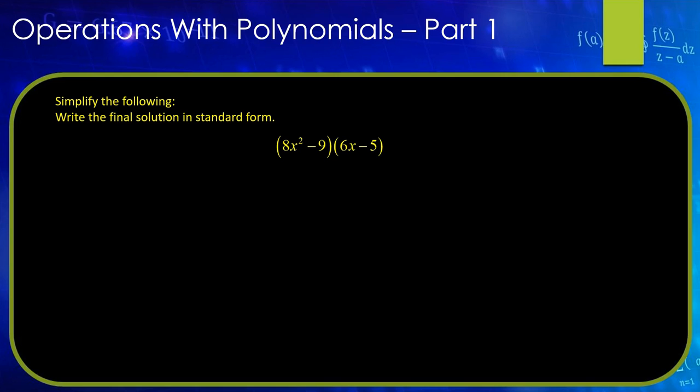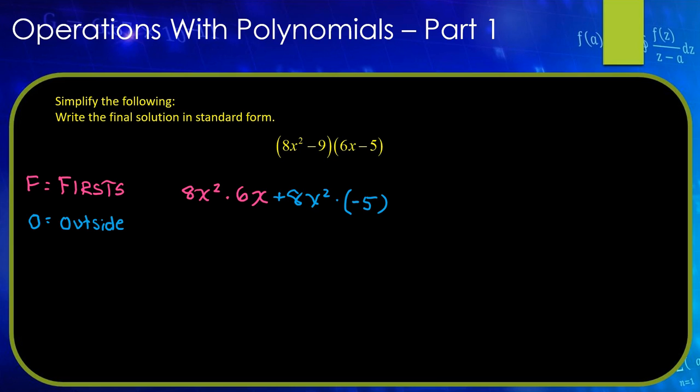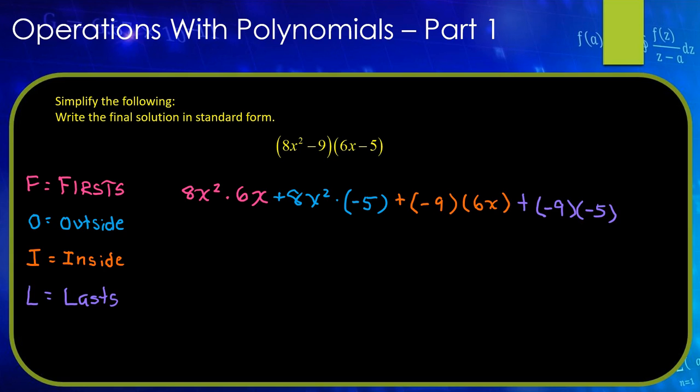Okay, so for this one here, I'm going to use more of the FOIL process. I'm going to do first, which would be the 8x squared times 6x, the outsides, which would be the 8x squared times the negative 5, the inside terms, which would be the negative 9 times the 6x, and then the last terms, which is the negative 9 times the negative 5.